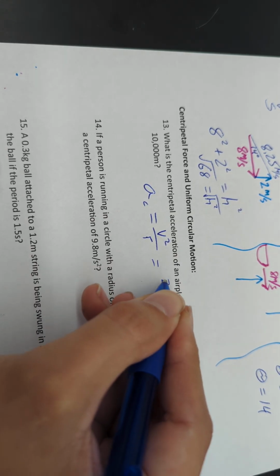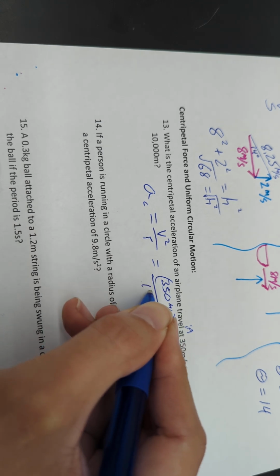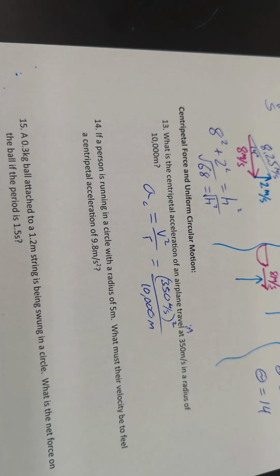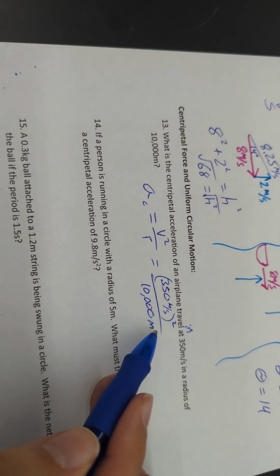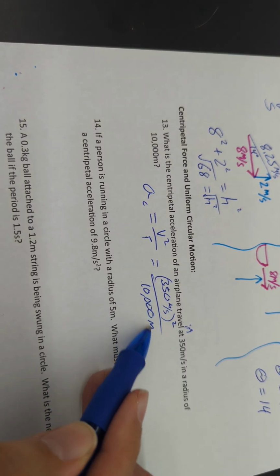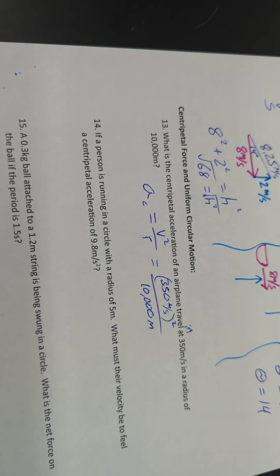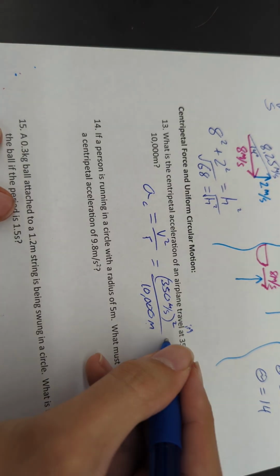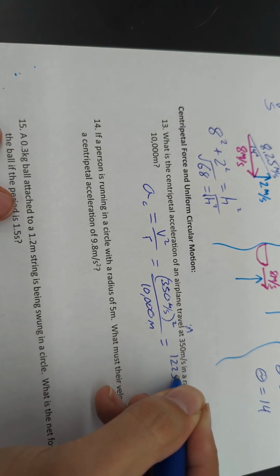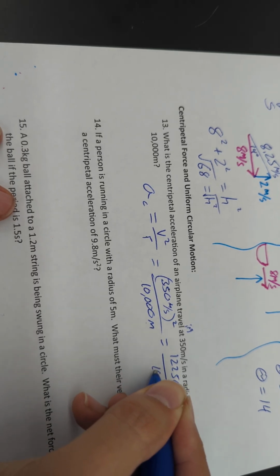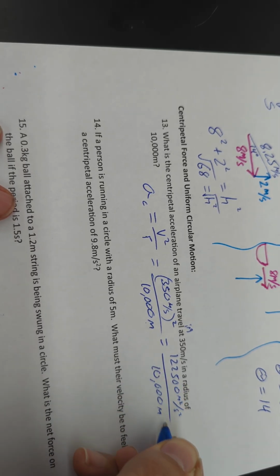350 meters per second squared divided by 10,000 meters. And what I want us to notice about our units, these would become meters squared per second squared. And then when we divide it by meters, it becomes a nice meters per second. So 350 squared gives us a big number, 122,500 meters squared per second squared, divided by 10,000 meters.